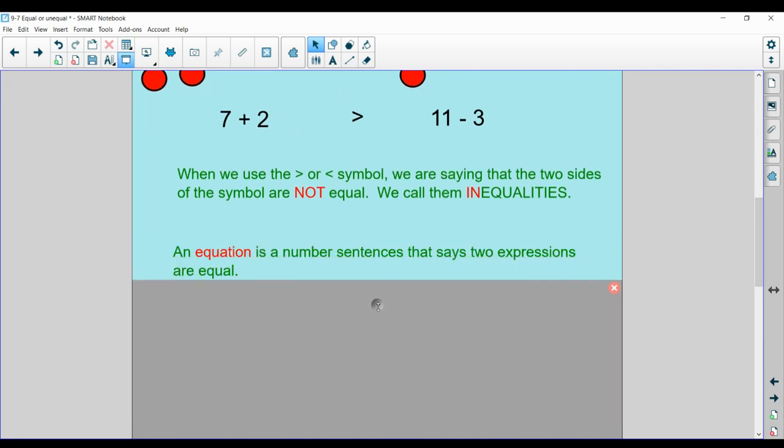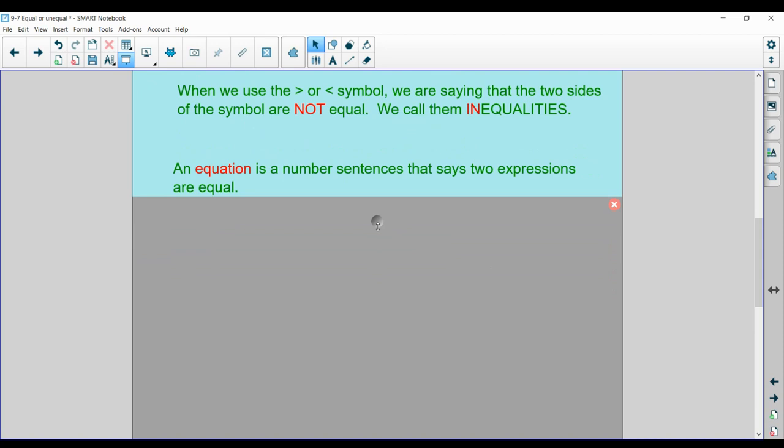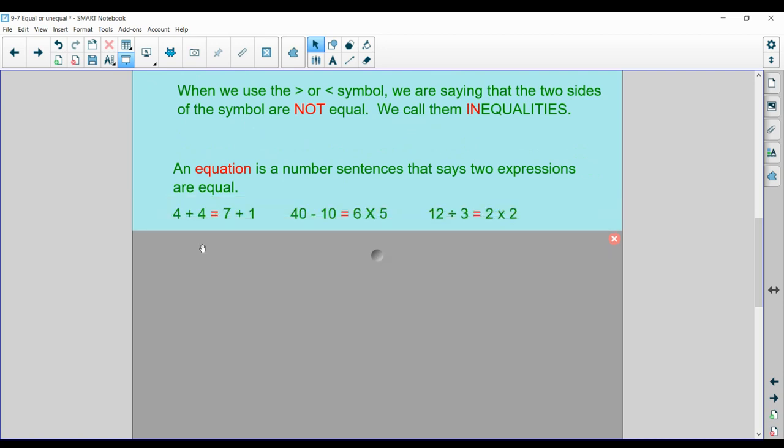Okay, so an equation, here's another word that we have. An equation is a number sentence that says two expressions are equal. Here's an example of an equation. 4 plus 4 equals 7 plus 1. This is 8. This is 8. They're equal. 40 minus 10 is equal to 6 times 5. 40 minus 10 is 30. 6 times 5 is 30. They're equal. So we have an equation.